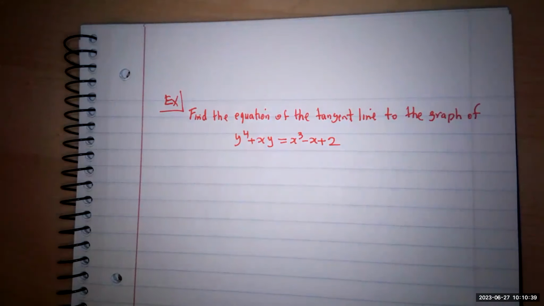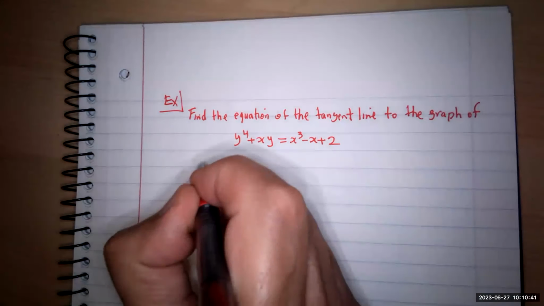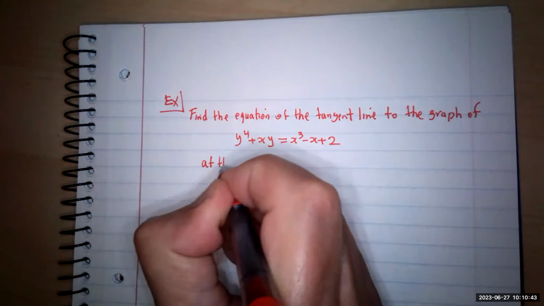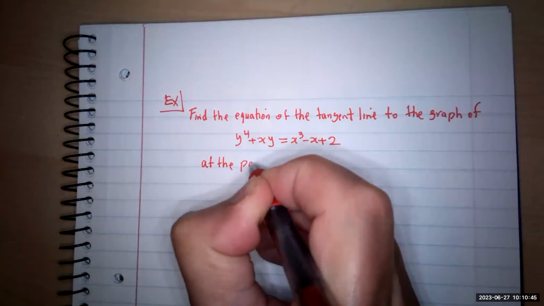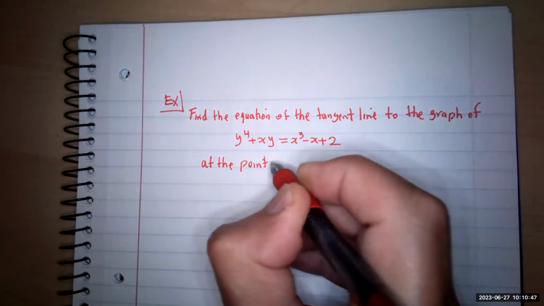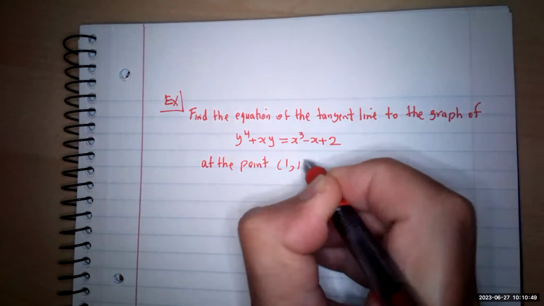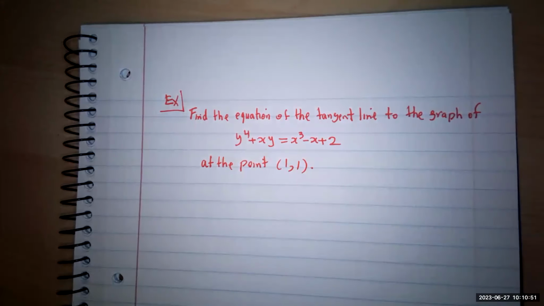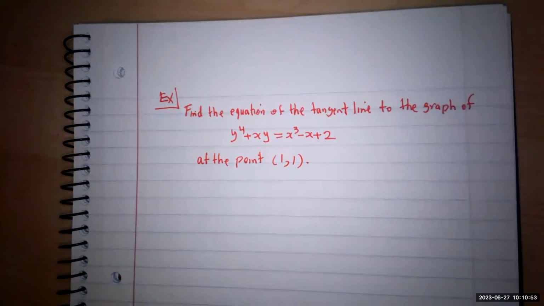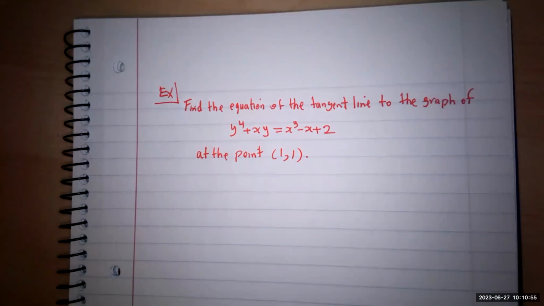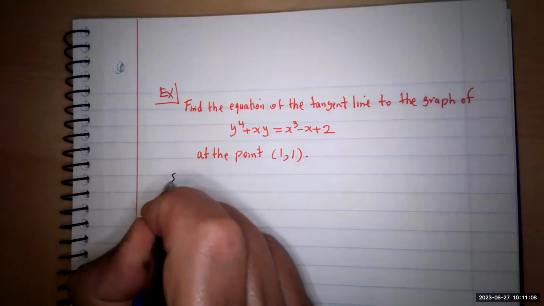Oh, I'm sorry, I didn't give you the point. The point is (1, 1). That is going to be the case. As I talk about in this type of problem, the coordinates of the point would be given to you directly. And this is the solution.